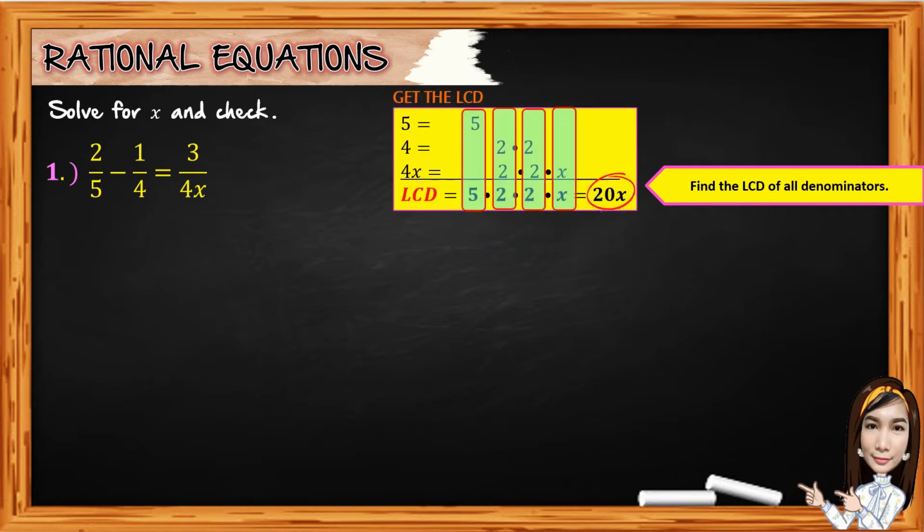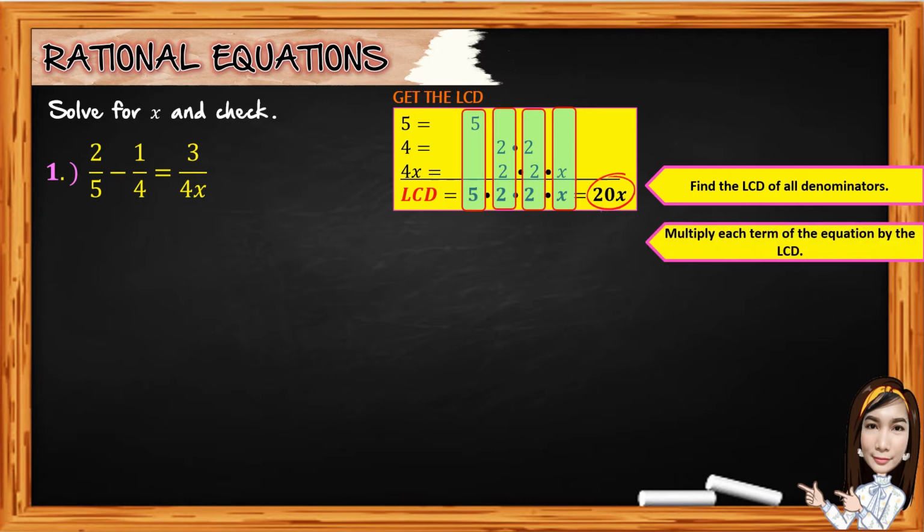5, 4, and 4x. If we are going to get their prime factors, 5 is a prime number, so we just copy it. 4 can be factored as 2 times 2, and 4x can be factored as 2 times 2 times x. Notice that we align the common factor 2, so we can bring down or write it once. Then bring down also the relatively prime 5 and x. Then multiply all of them. So 5 times 2 is equal to 10 times 2 is equal to 20 times x. The result is 20x as your LCD.